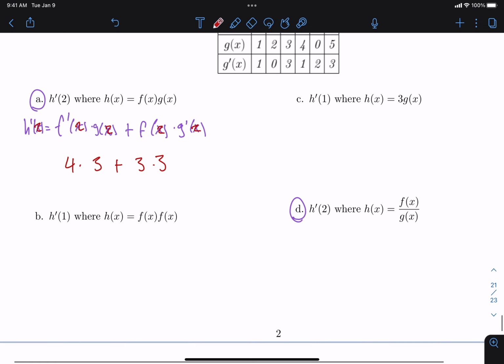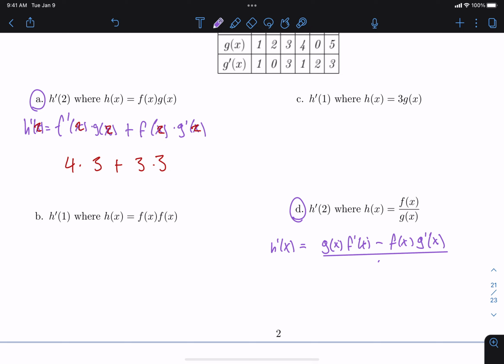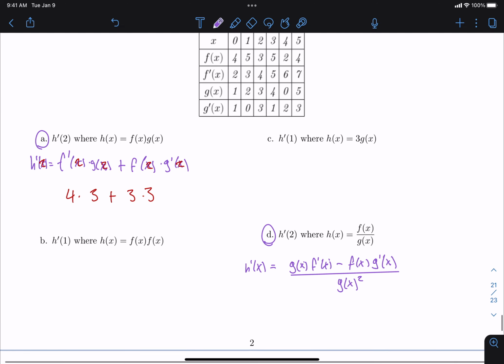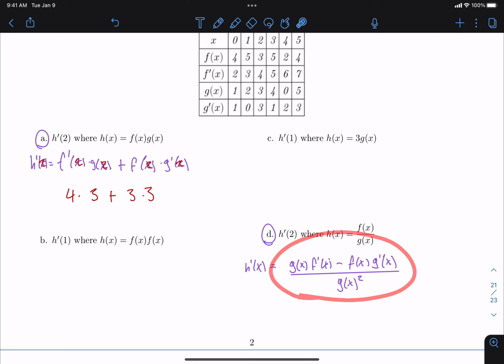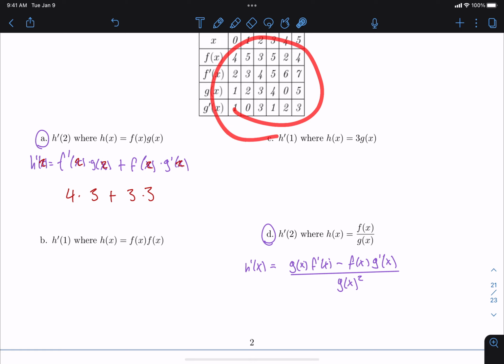Okay, for the quotient rule, it's the same thing. We're just going to rip this straight from the rule. So h prime of x will be equal to g of x times f prime of x. That's low d high. Minus, and now we do it the other way. F of x times g prime of x. That's high d low. All over low squared. So again, I'm just going to replace all of these guys. I'm going to replace the x by 2, and then I'm going to find all of the corresponding values from the table and multiply them out.